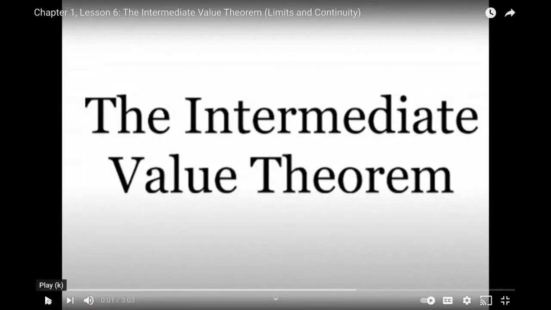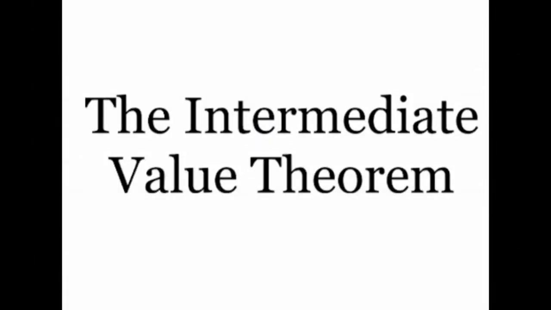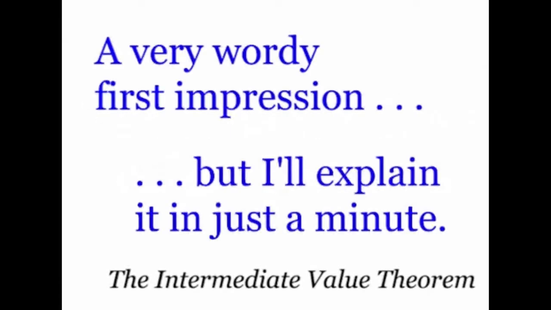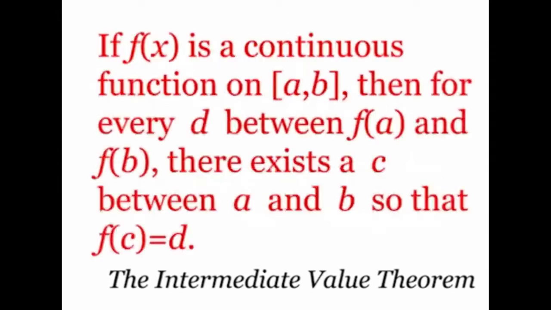The intermediate value theorem. For a function to be continuous, we can look at our first major continuity theorem, the intermediate value theorem. Now, before we get into explaining what it means, let's take a look at exactly what it says. If f of x is a continuous function on the closed interval a b, then for every d we pick between f of a and f of b, there exists a c between a and b such that f of c equals d. Whew, that's a little complicated. But it's not so difficult if you take a look at what it means visually.